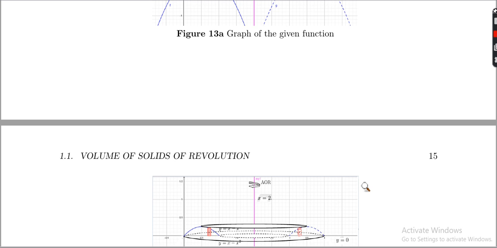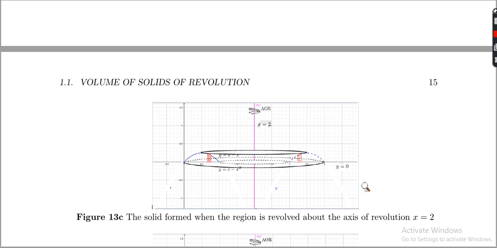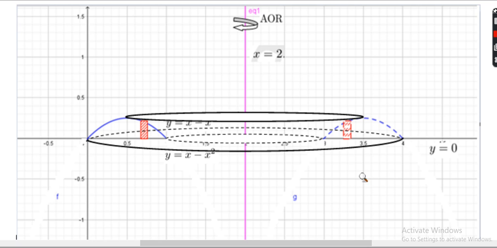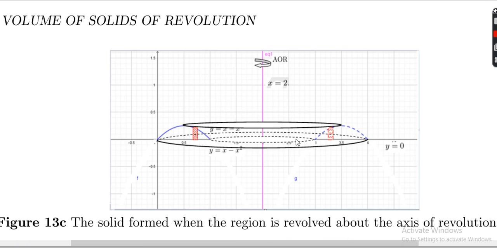And for our second illustration, this is the solid formed when the region is revolved about the line x equals 2. Again, it's open below, wider because it is farther compared to the other one, and it has a flat bottom surface, and the wall of its solid on the inside is a curve.